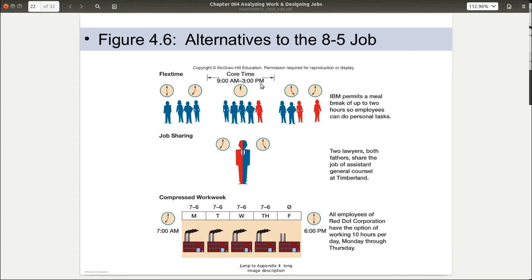That could be very motivational, or at least keeping people involved as far as the job is concerned. Another thing to think about is job sharing. In other words, you might have two people who are sharing one job.